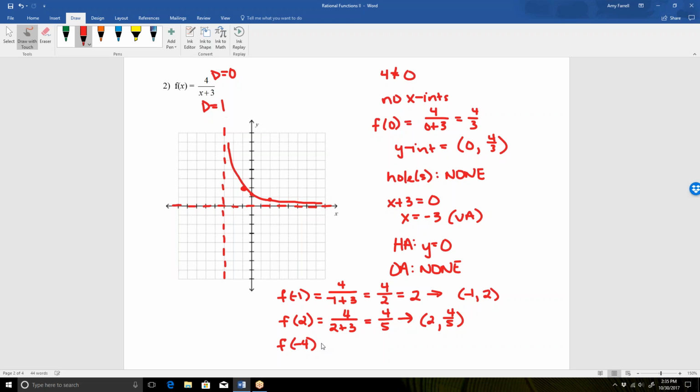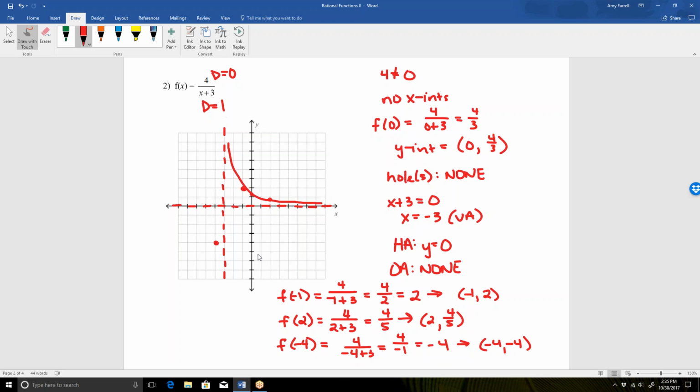So maybe I'll pick -4. -4 would be 4 over -4 plus 3. That would be 4 over -1, which is -4. This means that the point (-4, -4) is on the graph. So -4, 1, 2, 3, 4. Really, just that one point is enough to know that the curve is going to be down here.